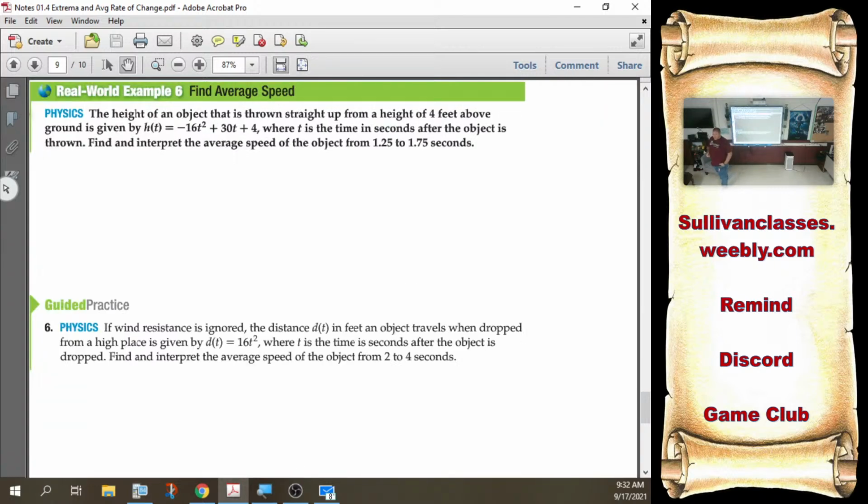No, this is algebra 1. It's a parabola. From here to here, what's the average speed? Those are your two x's. Plug them in, find your y's. Something is thrown straight up from a height of 4 feet at a rate of 30 feet per second, from 1.25 to 1.75 seconds. What was its speed?